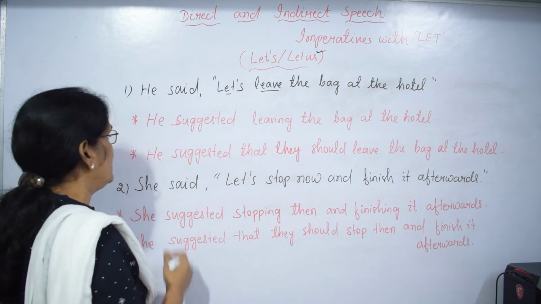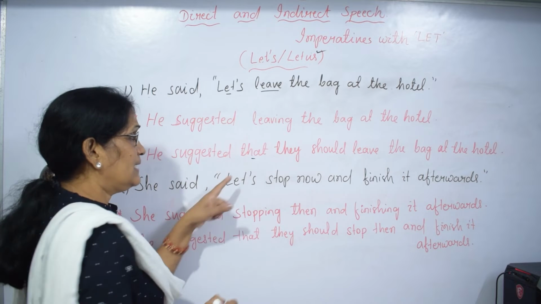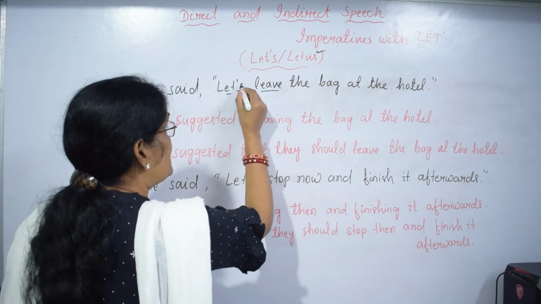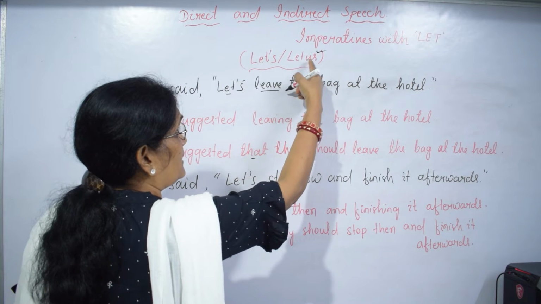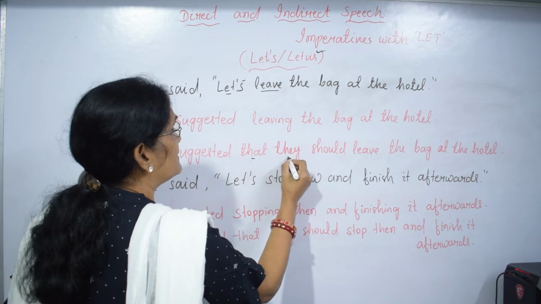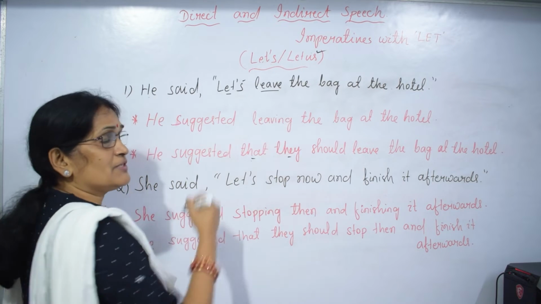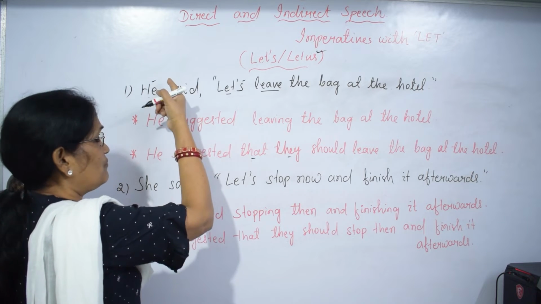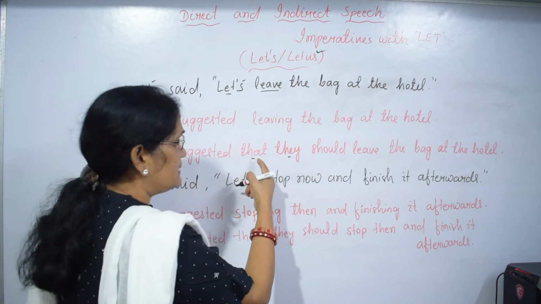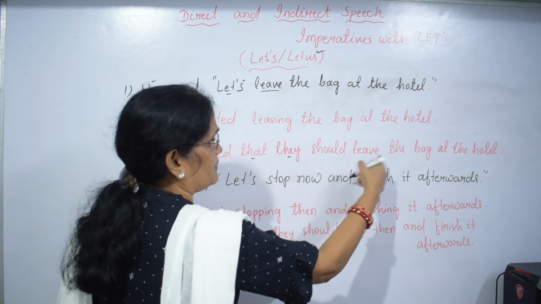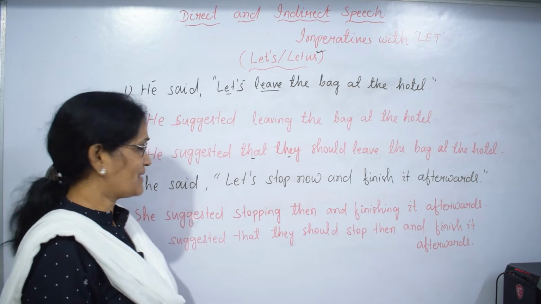In another way, he suggested that. Here conjunction came, that. Let's means let us. So that us will be they, because us is a first person pronoun and will be changed as per speaker, he. It's a plural form, they. So he suggested that they should leave the bag at the hotel.